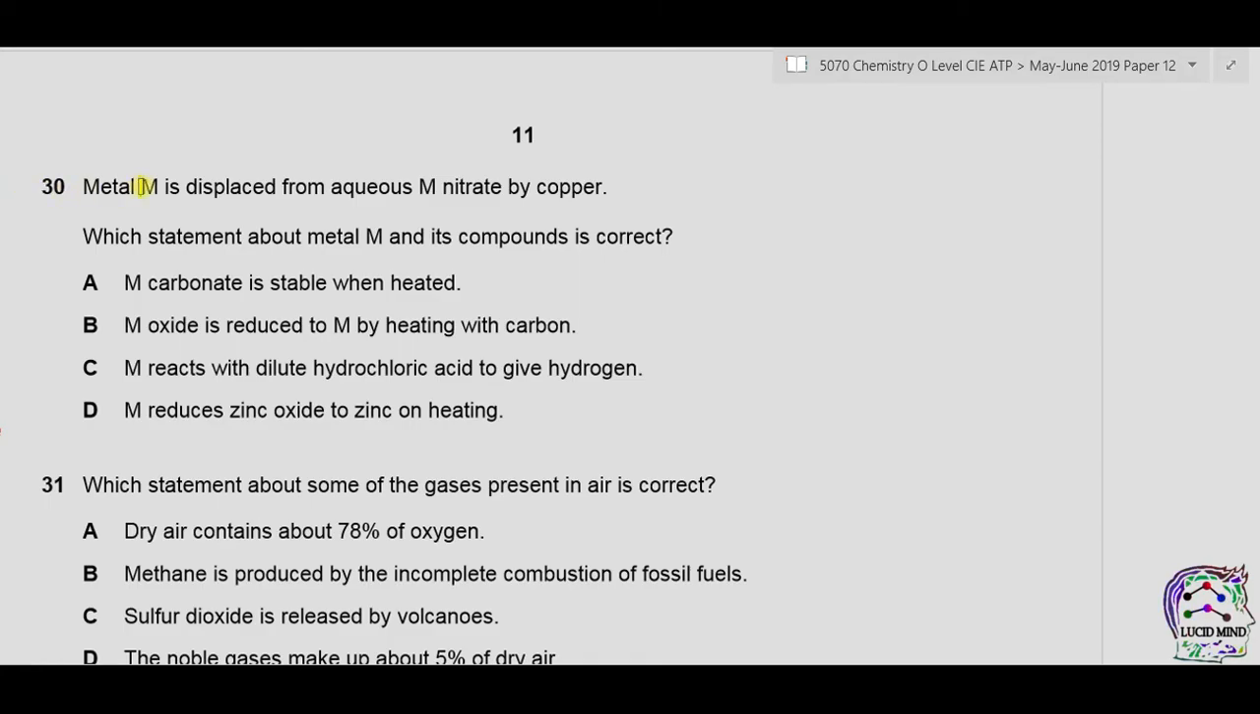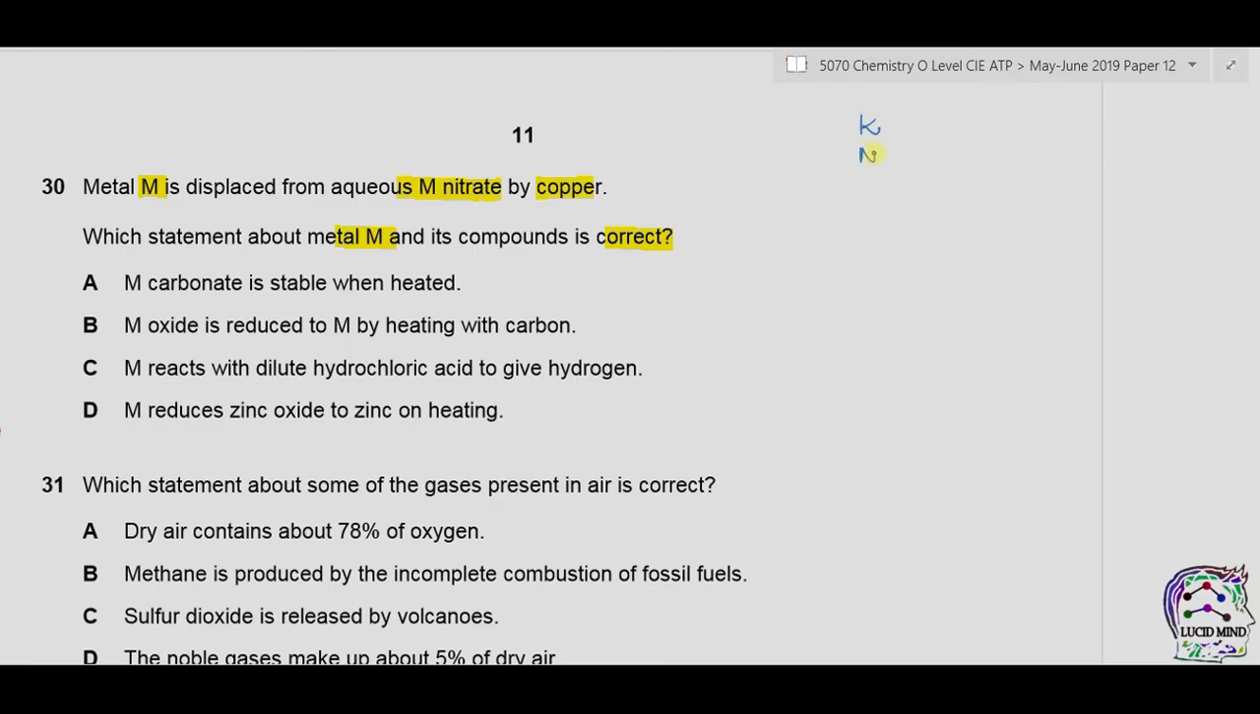Question 30. Metal M is displaced from aqueous M nitrate by copper. Which statement about metal M and its compounds is correct? Now this question is from the reactivity series of metals. So first we can write the reactivity series.